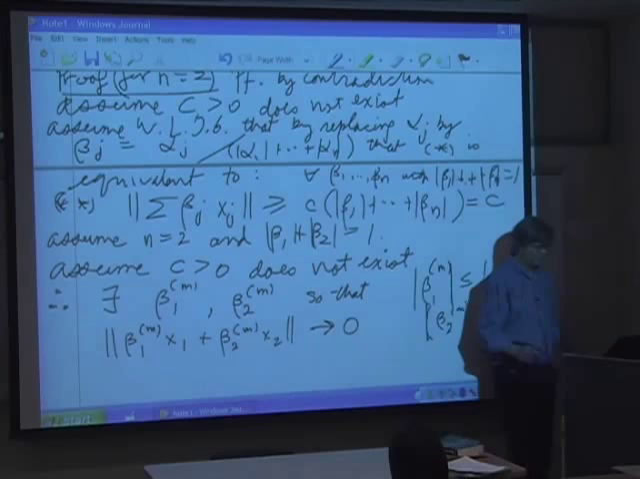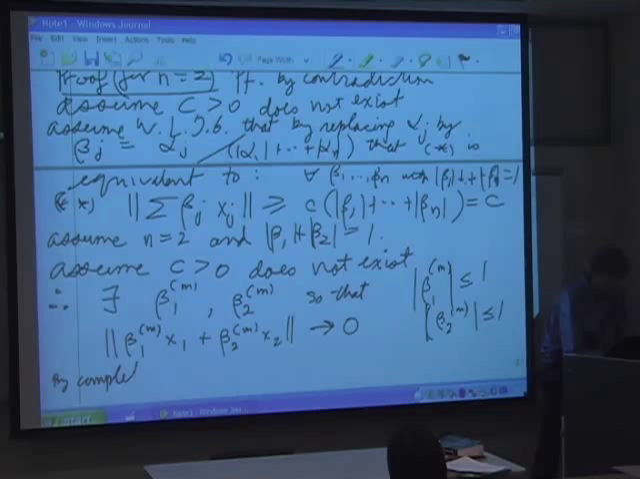By completeness of the scalar field, well, let's see. I guess it's by the Bolzano-Weierstrass theorem. Wait a second. Yeah, by compactness. By compactness of a bounded set. I'll just say by Bolzano-Weierstrass theorem.